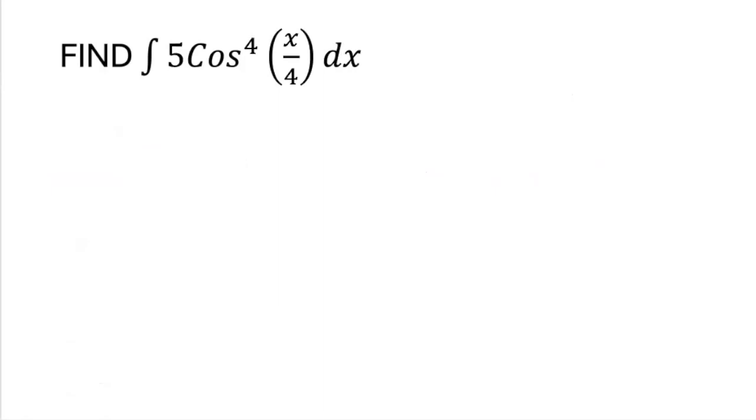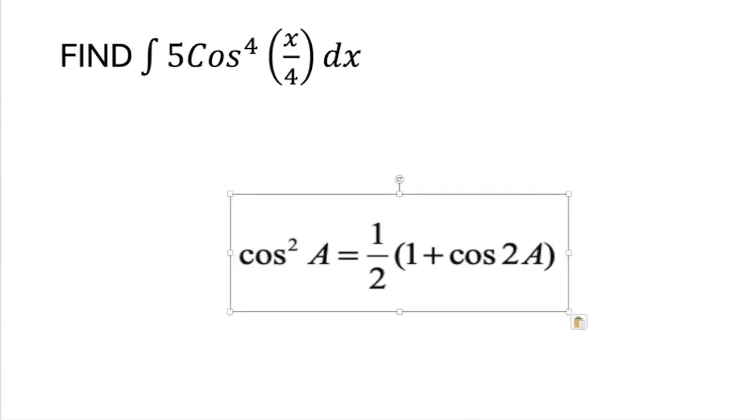We're going to integrate 5 cos raised to the power 4 of x over 4 dx. Now, to the power 4, we have to split cos to the 4th to be cos squared times cos squared. Since we're going to use the identity, I have open bracket 1 plus cos 2x. Now we have x over 4, and we can rewrite this as a quarter x if that's the way you're comfortable with it. So this is the identity.